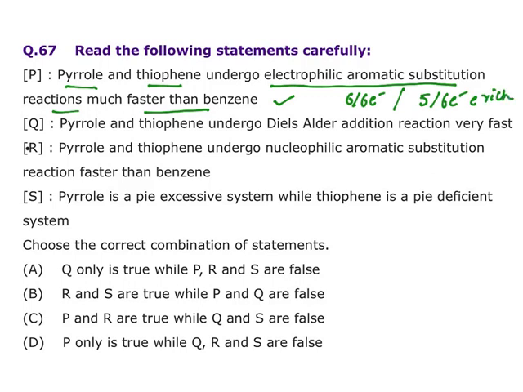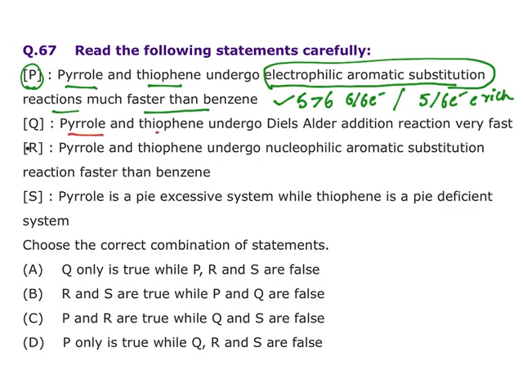The moment you see electron rich, electrophilic aromatic substitution goes faster. That is the reason why in all 5-membered heterocyclic rings, electrophilic aromatic substitution goes faster than in 6-membered rings. So this is true. P is correct. Moving to the next one.